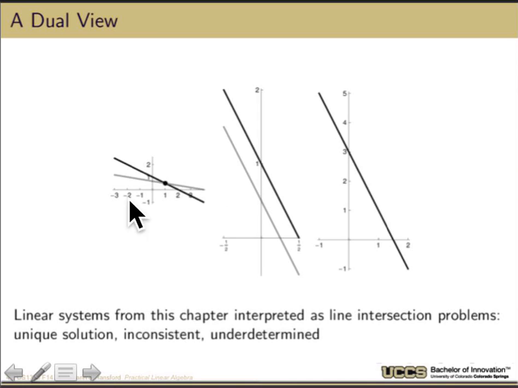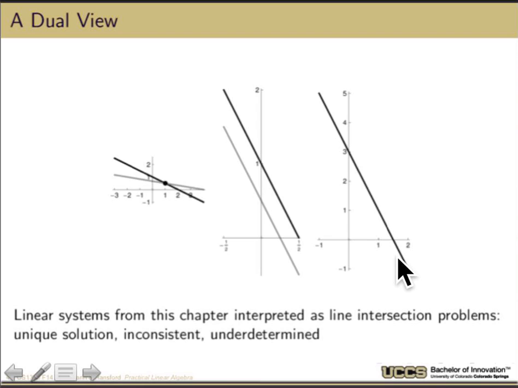If we think about the linear systems we have, and look at them from an equation point of view, if I have a unique solution, then I have two lines that intersect. If I have an inconsistent system, what I have is two lines that are parallel but don't touch each other. Therefore, I can't find a point of intersection. In an underdetermined system where I have infinitely many solutions, the two lines lie on top of each other.